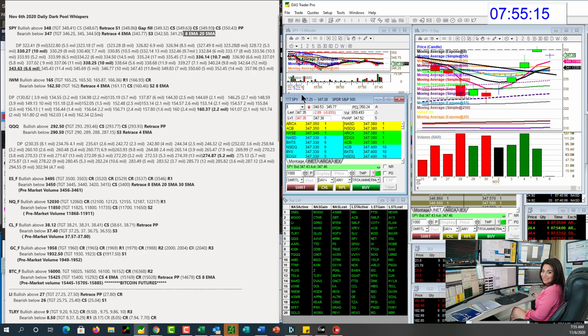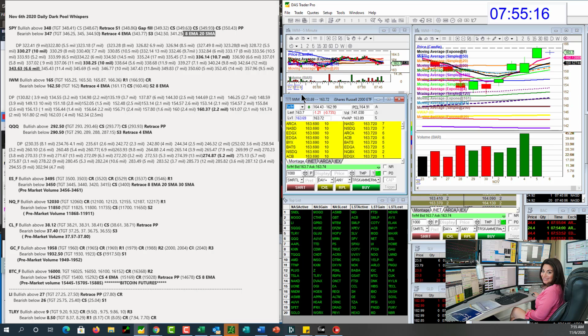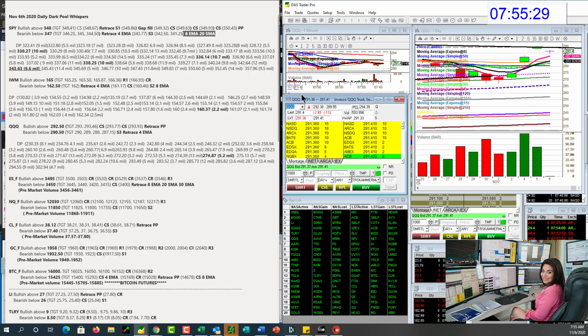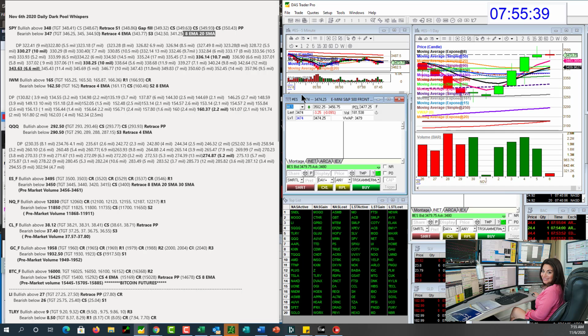Let's go to the IWM. All right, IWM is in the middle of the body of that candle, which is a little bit more interesting, might be easier to trade. Bullish above 165, bear below 162.50. The QQQ is very similar to the SPY. Bullish above 292.50, bear below 290.50. Let's head on over to the E-minis.